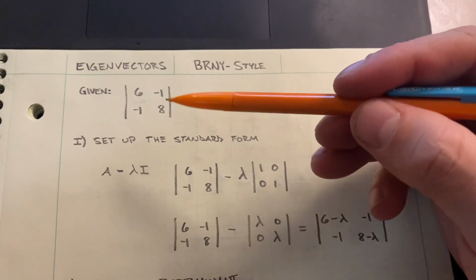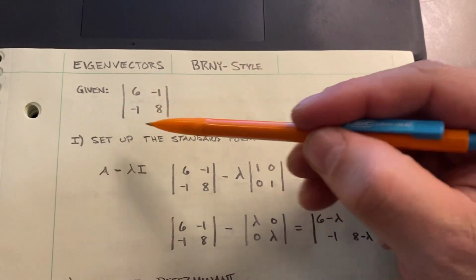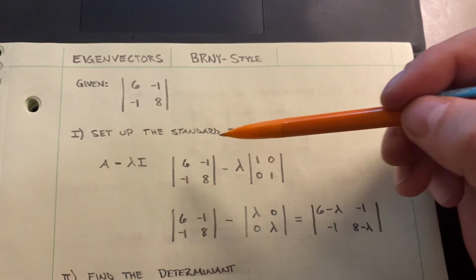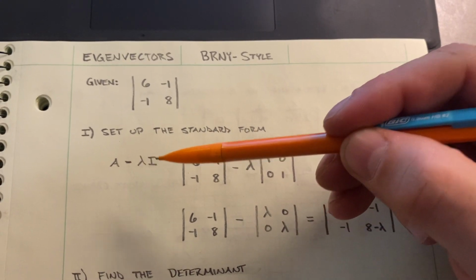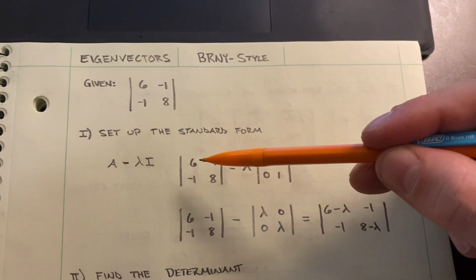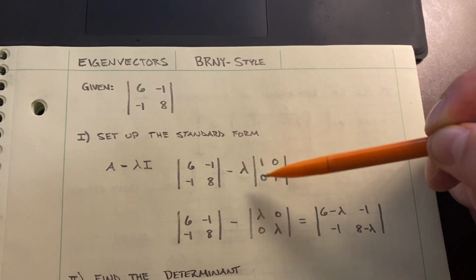Okay, welcome aboard. Let's do Eigenvectors, BRNY-Style. You're given a matrix. Step 1, you'll set up the standard form. A minus lambda I. A is the matrix you were given minus lambda times the identity, I.